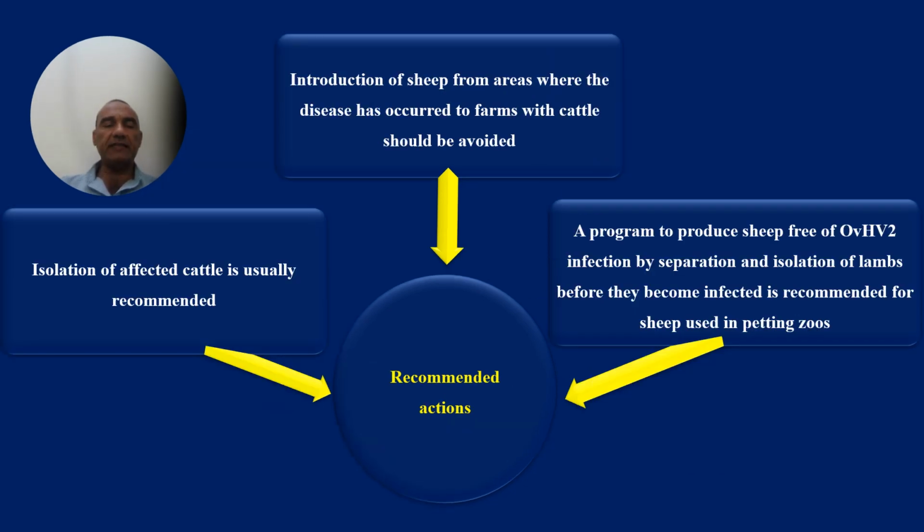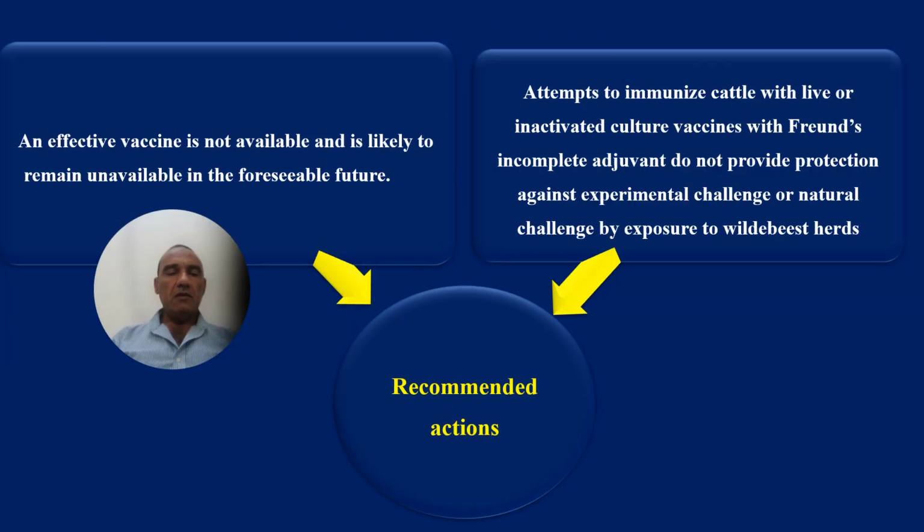Isolation of affected cattle is usually recommended. Introduction of sheep from areas where the disease has occurred before to farms with cattle should be prohibited. A program to produce sheep free from ovine herpesvirus 2 infection by separation and isolation of lambs before they become infected is recommended for sheep used in petting zoos.